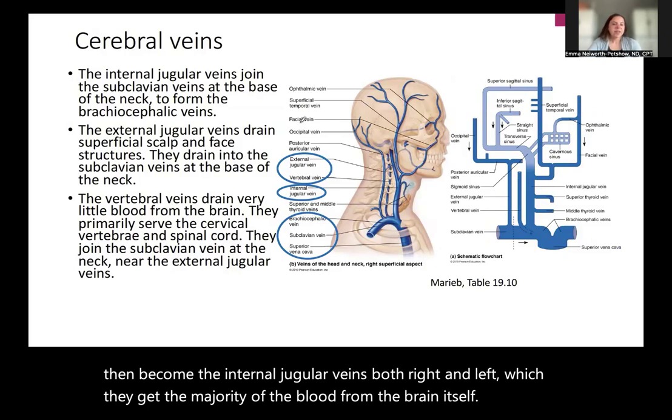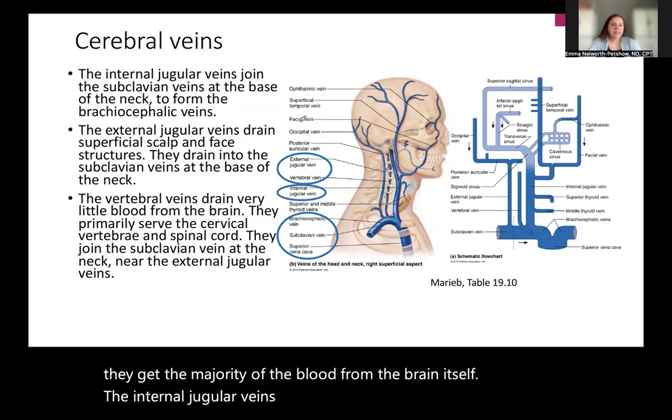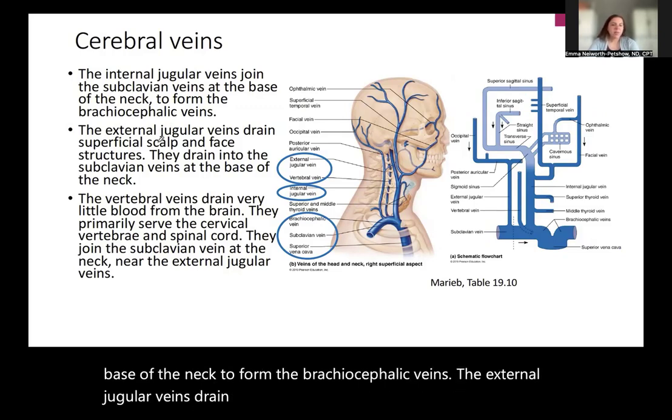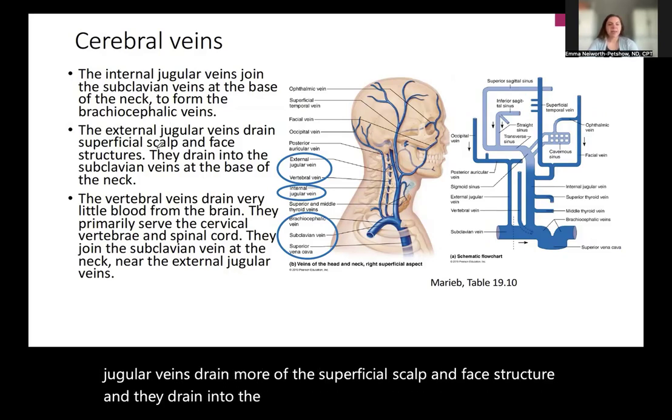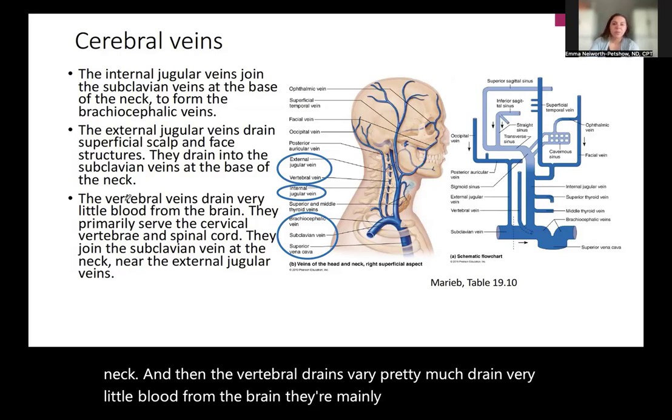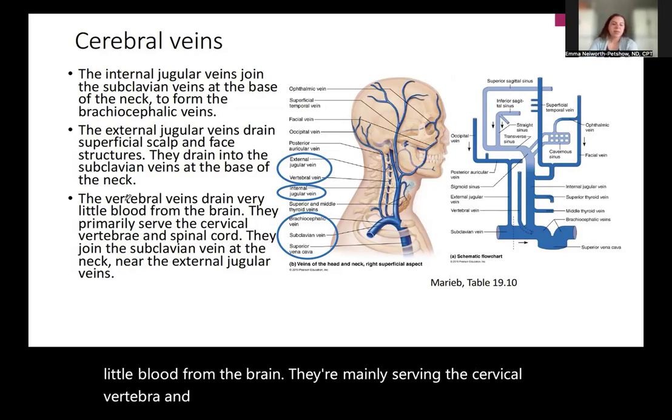The internal jugular veins will join the subclavian veins at the base of the neck to form the brachiocephalic veins. The external jugular veins drain more of the superficial scalp and face structures, and they drain into the subclavian veins also at the base of the neck. And then the vertebral veins drain very little blood from the brain. They're mainly serving the cervical vertebrae and spinal cord, and they join the subclavian vein at the neck near the external jugular veins.